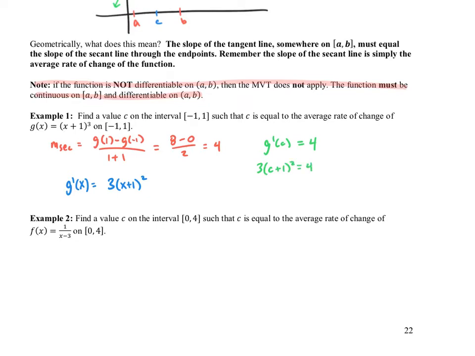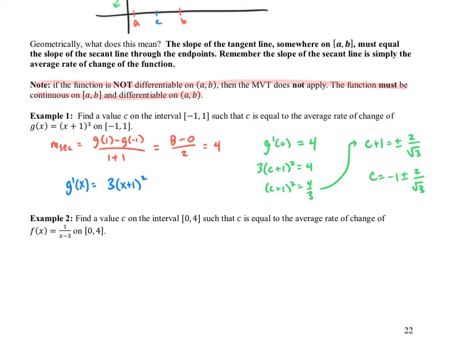And that gives us c plus 1 squared equal to 4/3. We could take the square root of both sides, which causes us to get the absolute value of c plus 1, which we could change into plus or minus the square root of 4/3, which is 2 over square root 3. And you notice that when we solve for c here, we actually get two different answers.